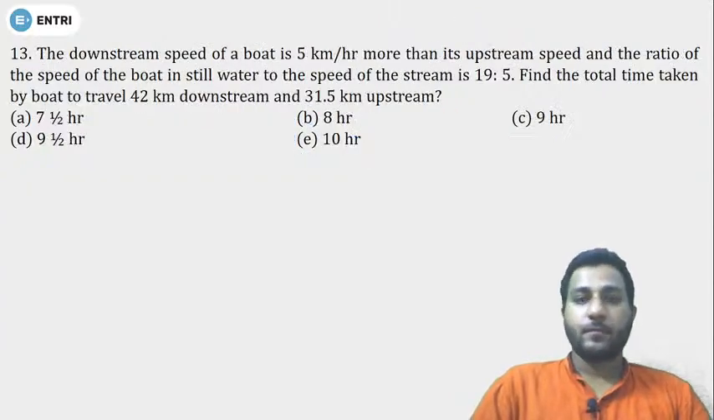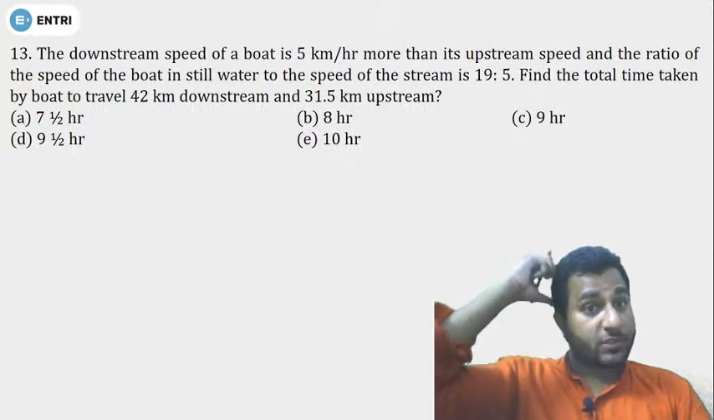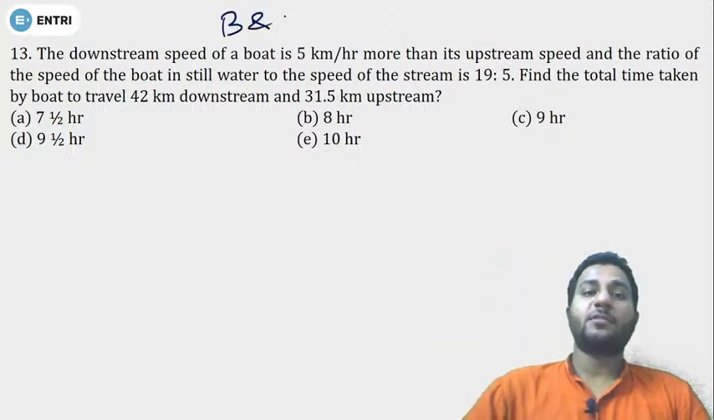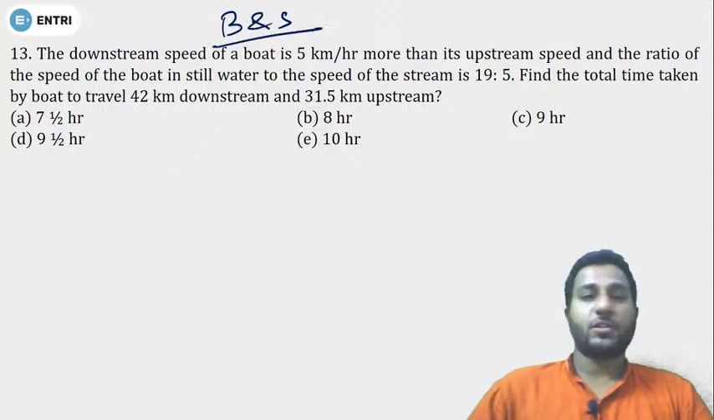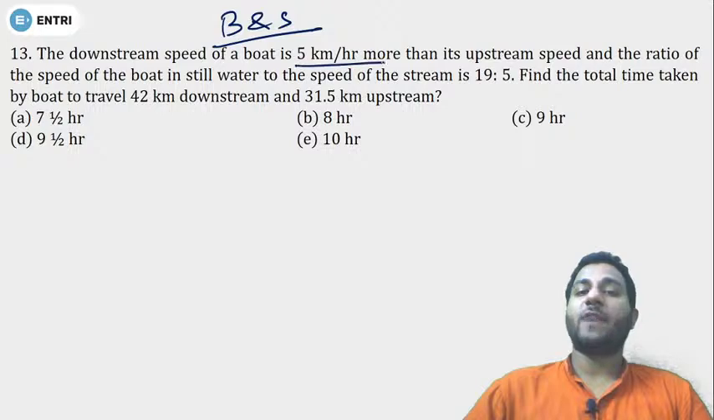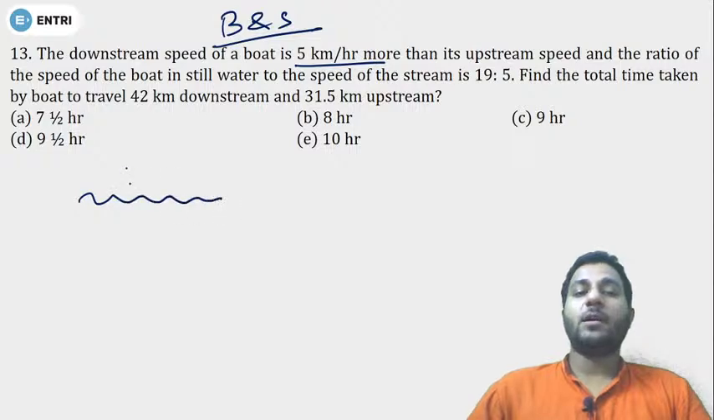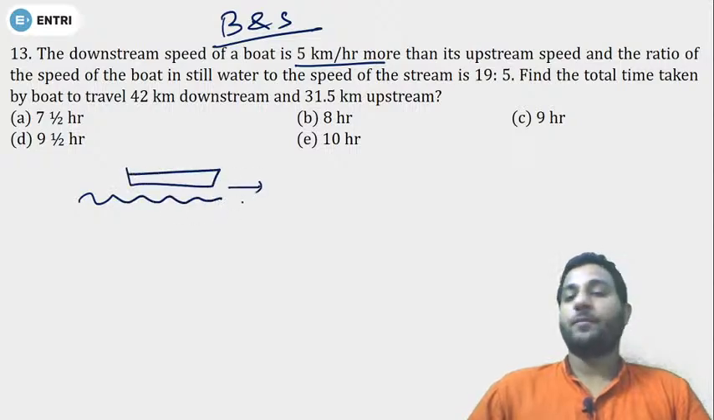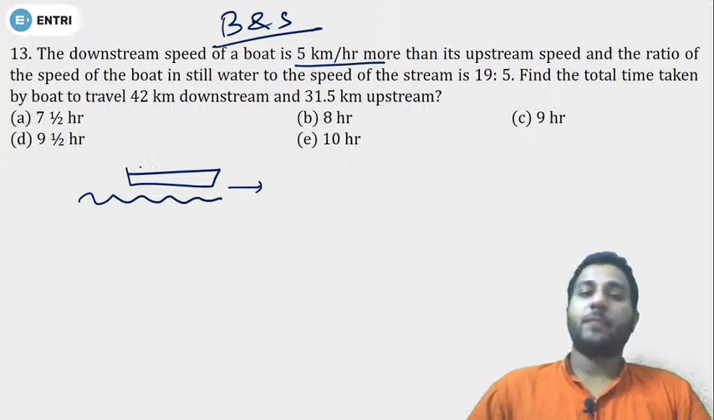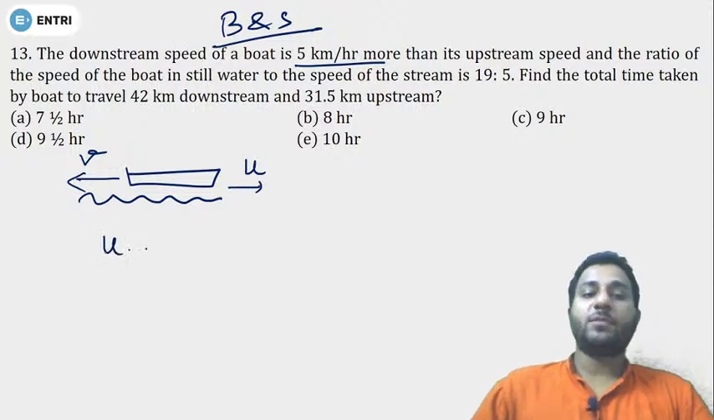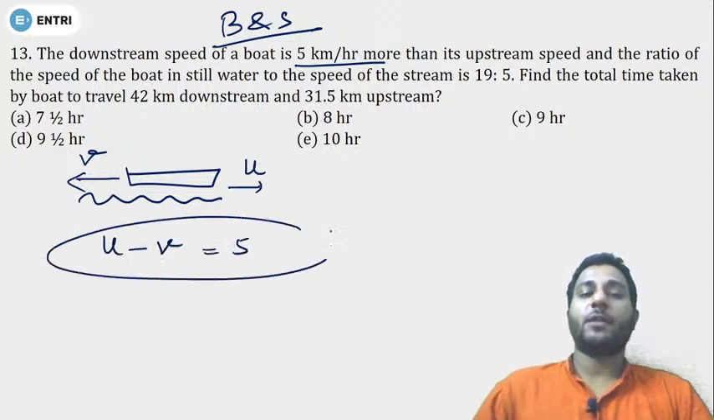Okay, next. The downstream speed of a boat. Now here comes the boat and stream question. The downstream speed of a boat is 5 km per hour more than the upstream. As you all know, when the boat flows along the river, it is downstream, and if against the river, it is upstream. So now we suppose the downstream speed as u and upstream speed as v. So the difference between downstream speed and upstream speed will be 5 km per hour.